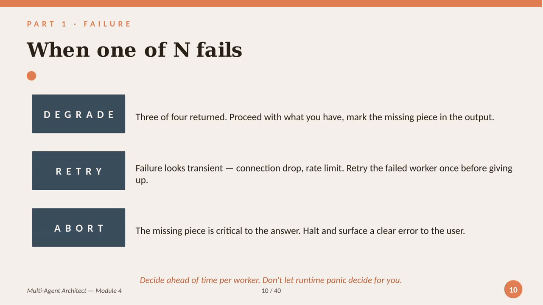Failure handling matters more for parallel than people expect. With one agent, failure is binary, succeeded or didn't. With N parallel agents, you can have one of 4 fail, and the question becomes, what should the system do? 3 responses. Degrade. 3 of 4 return successfully. Proceed with what you have. Mark the missing piece.